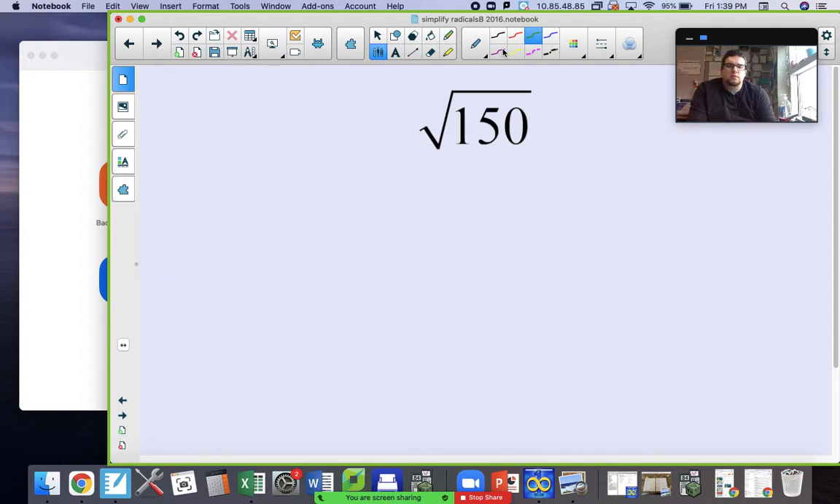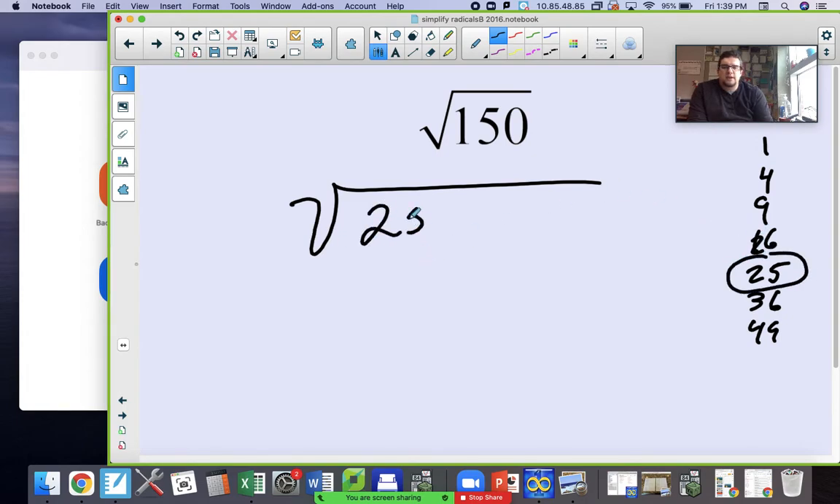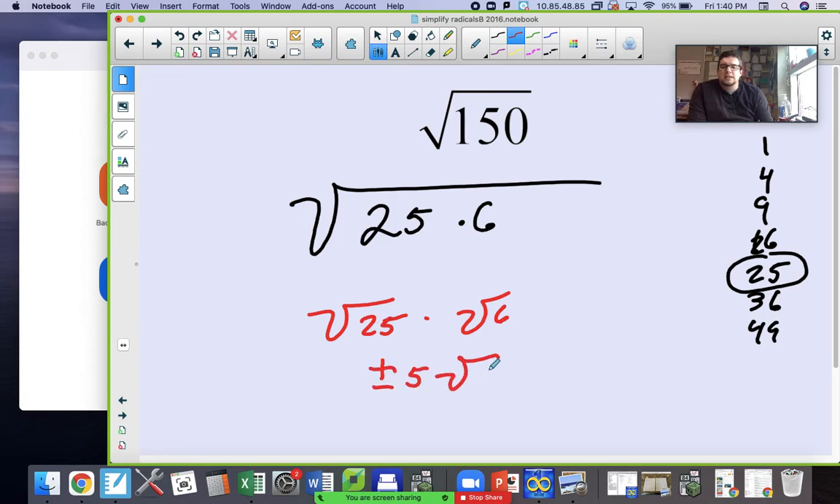So if I've got the square root of 150, again, I'm going to run through my list of perfect square numbers, and I'm going to look for hopefully the largest, but I'm just going to look for one number that goes into 150. Find out that 25 does, and 25 goes into 150 6 times. Square root of 25 times the square root of 6. We do it separately. Square root of 25 is plus or minus 5. And there's no way for us to simplify 6 further. And there's our simplified answer.